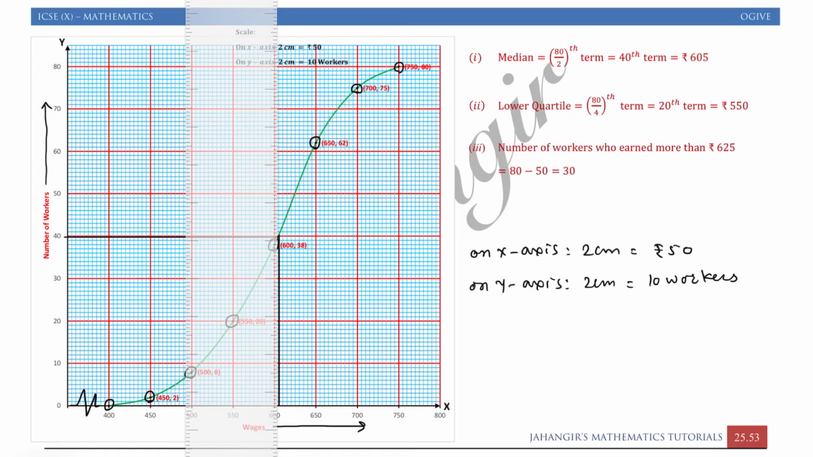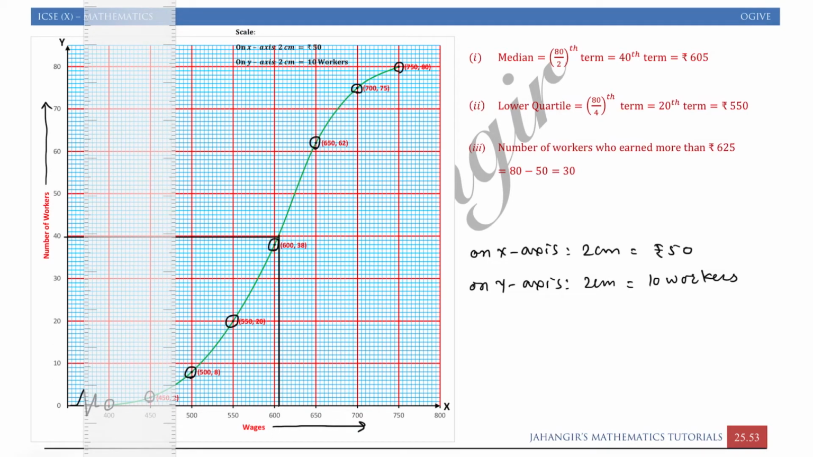It's just one block post 600. 600 के बाद one block. So one block represents 5 rupees. So it is 605. Take reading properly. इस पे we have the gap of 50. So one block represents 50 by 10 represents 5. So one block is 5 rupees.